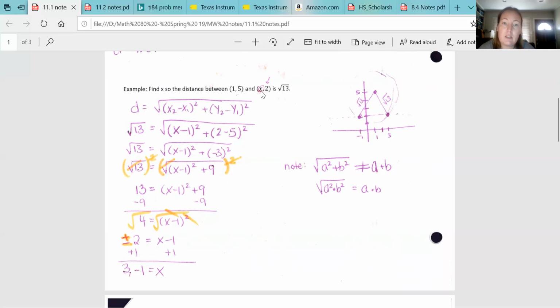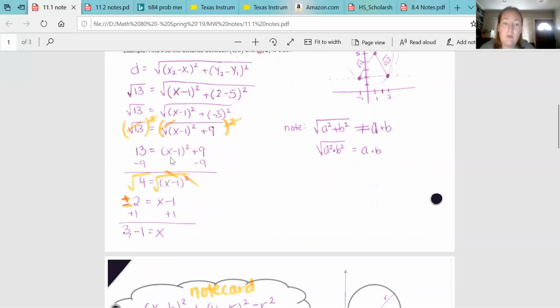x2 minus x1 squared plus y2 minus y1 squared. Again, you can simplify what's in the parentheses, well, not that one, but this one, and your distance is the square root of 13. And so once I've simplified what I can, I want to solve for x, and so I need to isolate it. So I am going to have to undo the square root. I'm going to have to get rid of it. So I'm going to square both sides. That will also get rid of the square root of 13.